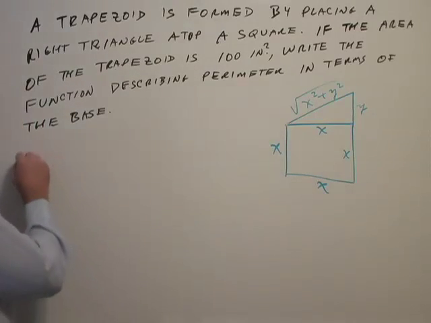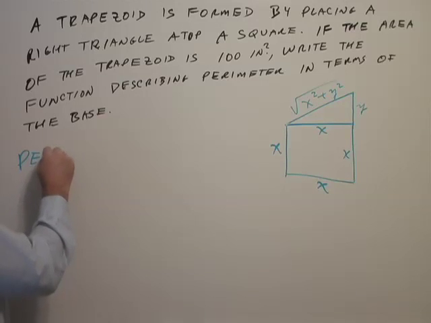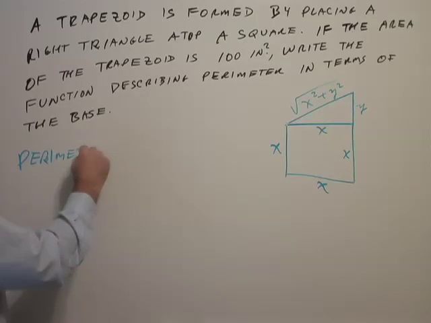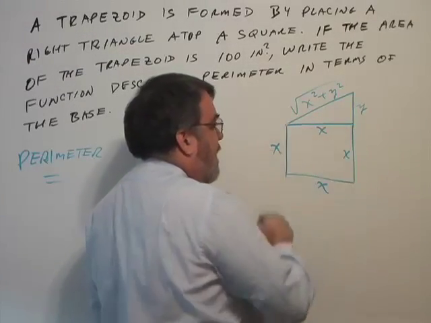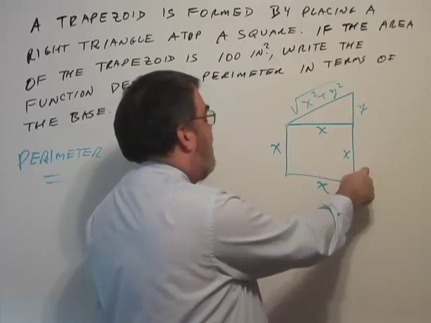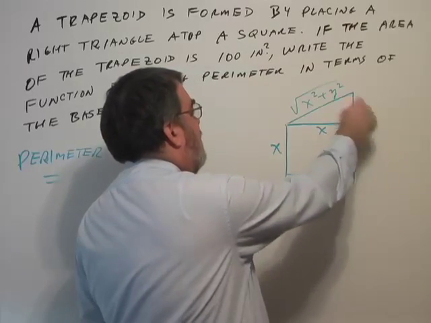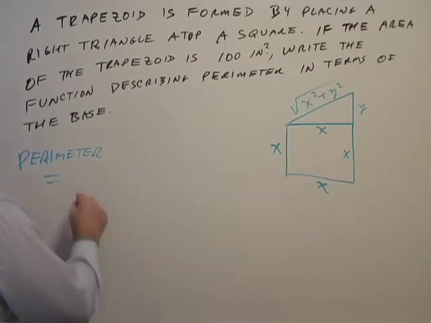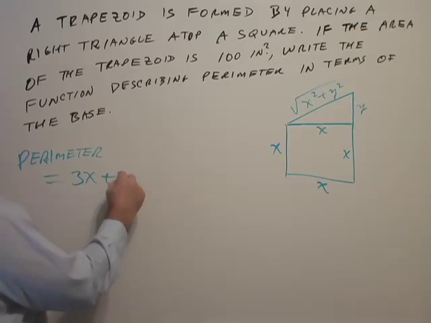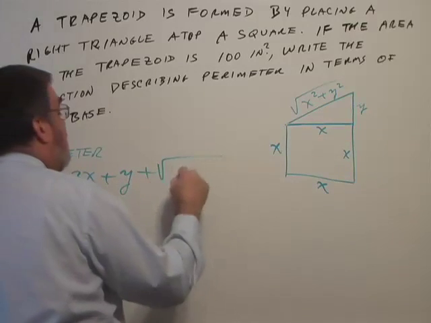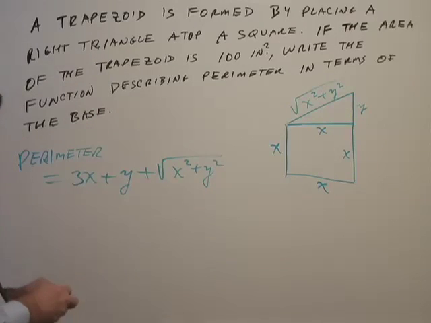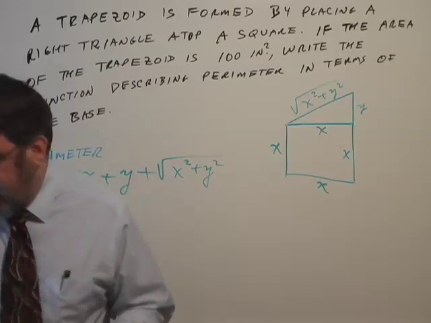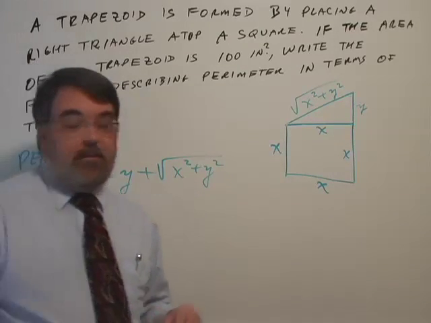The perimeter will be, and again, we're not going to add up this side into it, but we have 3x plus y plus that square root. So it's going to be 3x plus y plus the square root of x squared plus y squared. Alright, now we're not done because we want perimeter in terms of the base. In other words, in terms of a single variable.